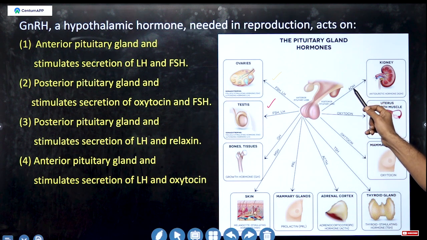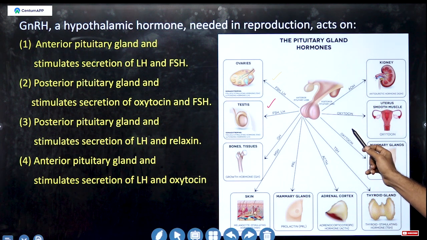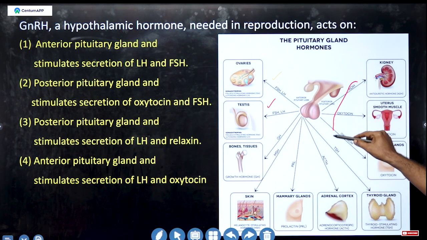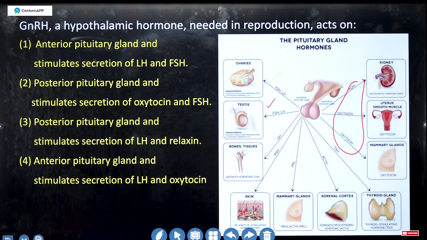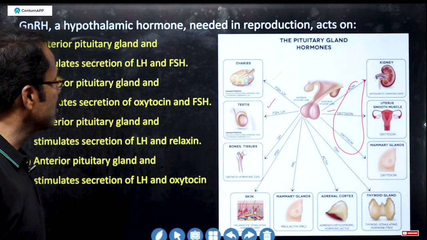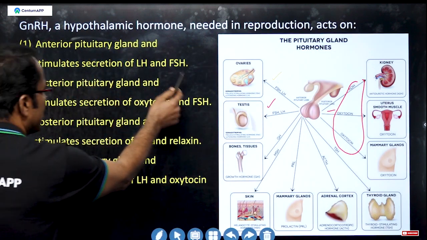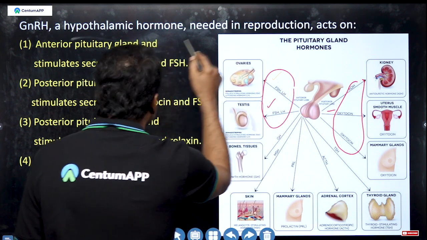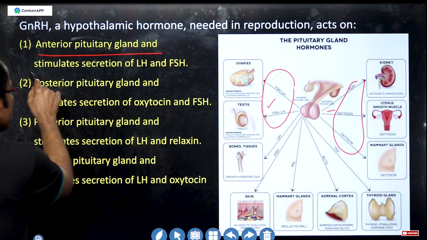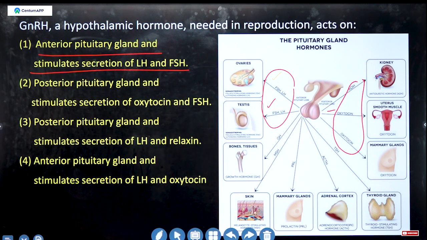Next, ADH and oxytocin are the two hormones released from the posterior pituitary gland, which act on the kidney, the smooth muscles of the uterus and the mammary glands of the females. So, our answer will be anterior pituitary gland and stimulates secretion of LH and FSH. That is the right answer.